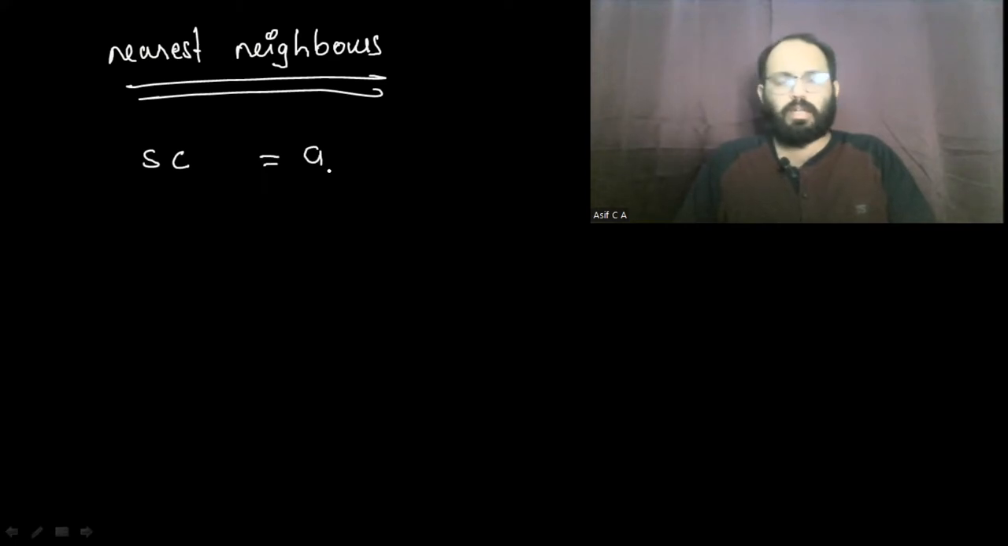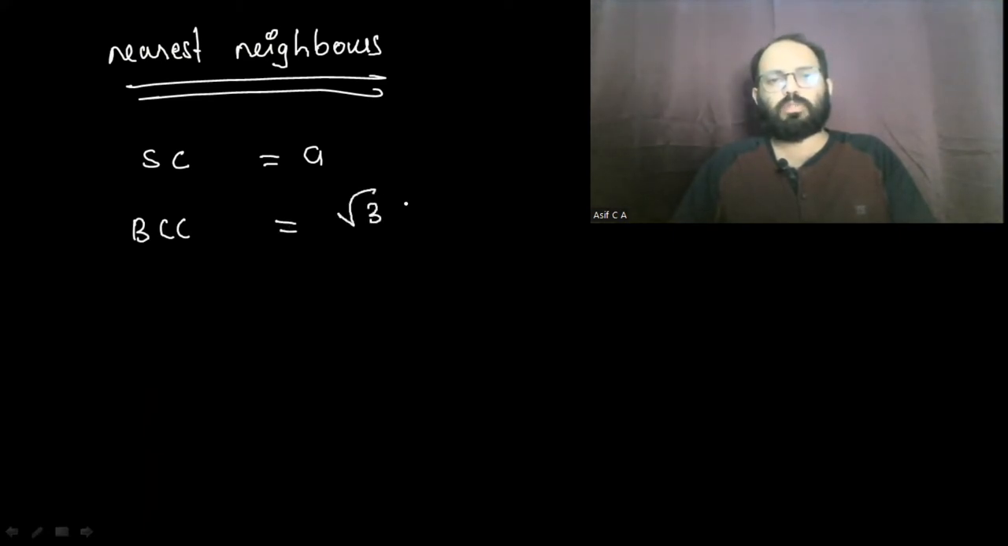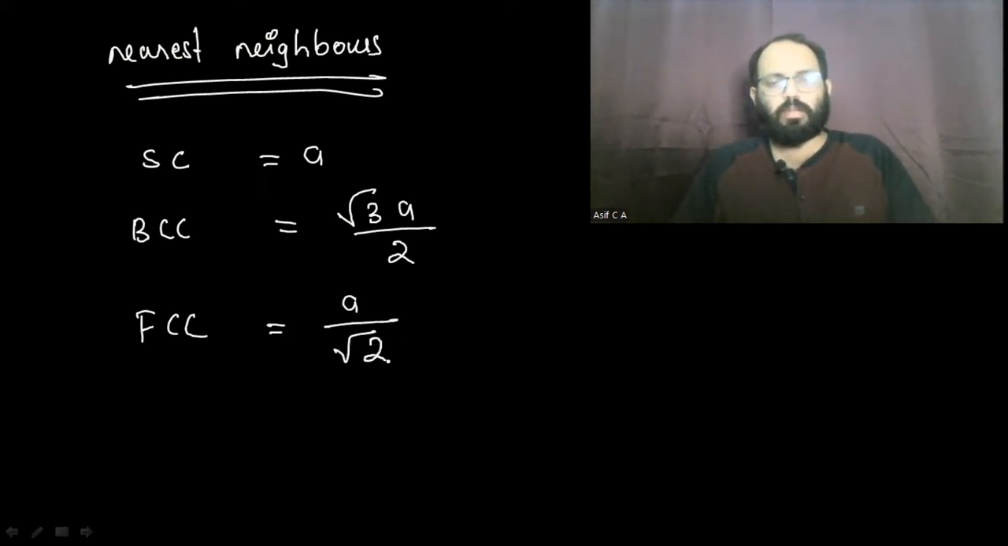Now we'll talk about the nearest neighbors. In a simple cube, the nearest neighbor is at a distance of a, the edge length. If it is BCC, the nearest neighbor will be at a distance of root 3 a by 2. And if it is FCC, the nearest neighbor will be at a distance of a by root 2. So you should remember the nearest neighbors, it is very important.